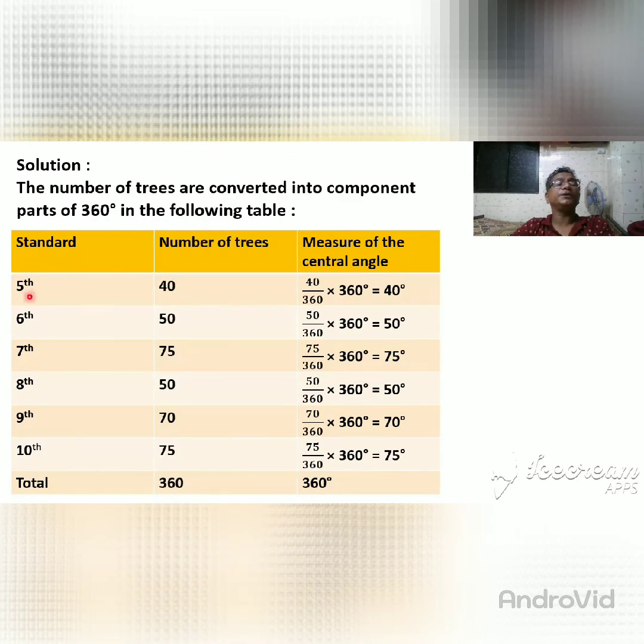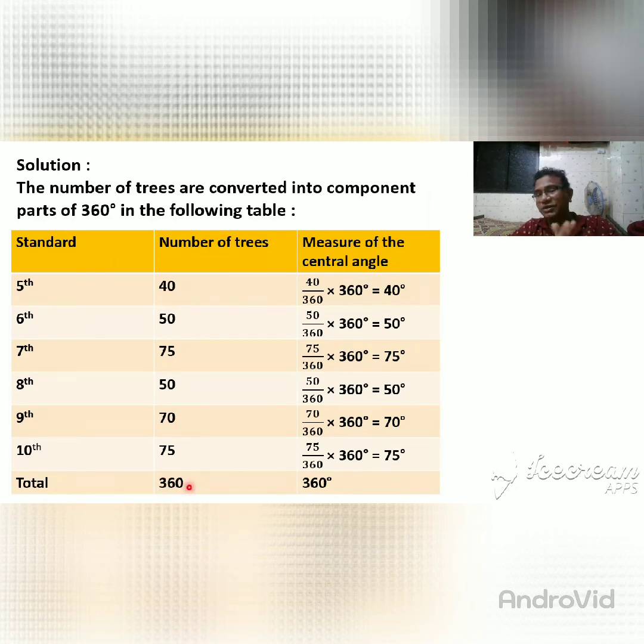So standard 5th, number of trees 40. So you will do the sum of this. 40 plus 50 plus 75 plus 50 plus 70 plus 75. We are doing the sum of this. So see, 0 plus 0 is 0, 0 plus 5 is 5, 5 plus 5 is 10, 0 and carry 1, 7 plus 1 is 8, 8 plus 7 is 15, 15 plus 5 is 20, 20 plus 7 is 27, 27 plus 5 is 32, 32 plus 4 is 36. So here you get a total of 360.